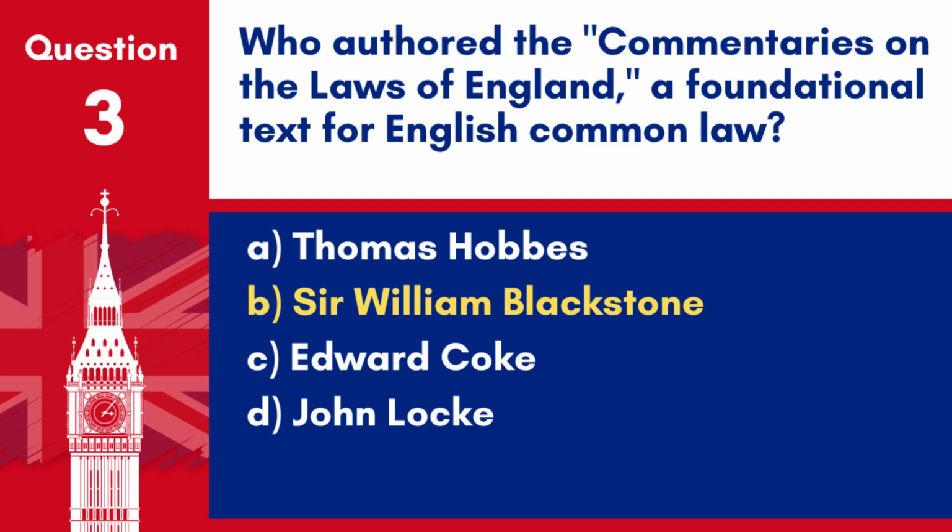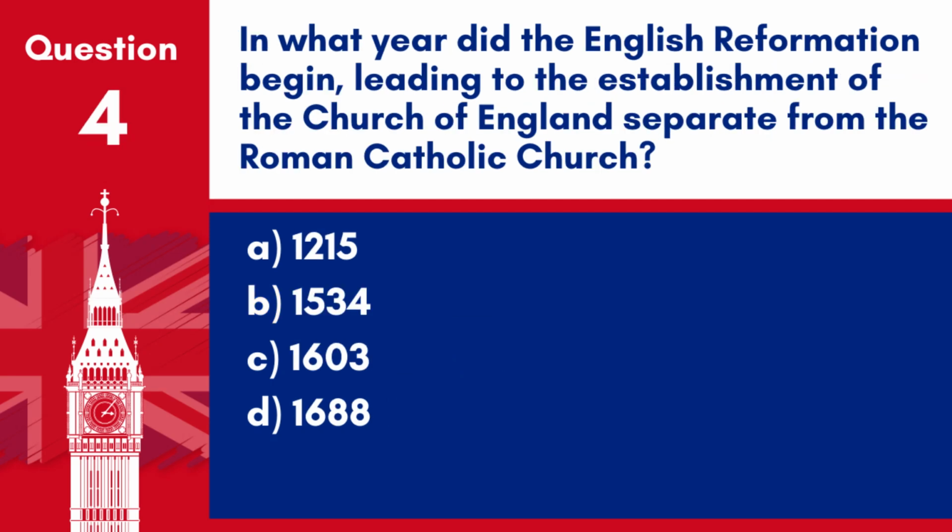law. Question 4. In what year did the English Reformation begin, leading to the establishment of the Church of England, separate from the Roman Catholic Church? A. 1215. B. 1534. C. 1603. D. 1688. Answer. B. 1534. The English Reformation began in 1534, leading to the establishment of the Church of England, separate from the Roman Catholic Church, primarily due to the Act of Supremacy.